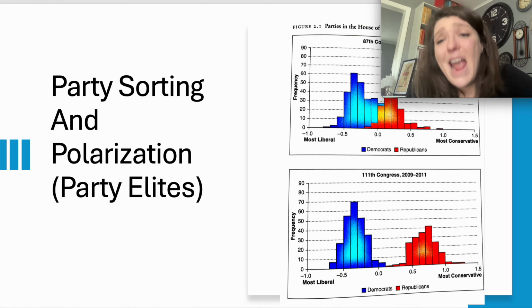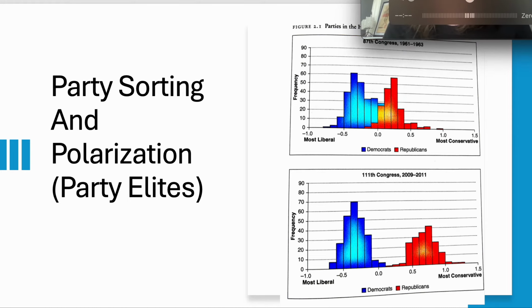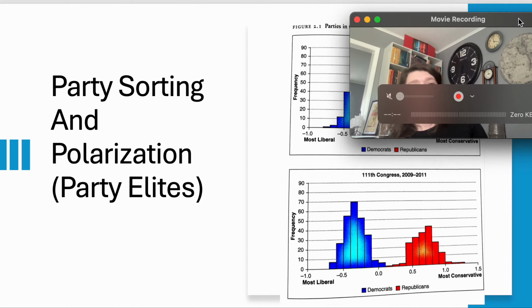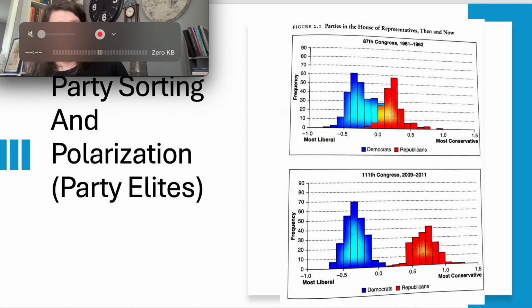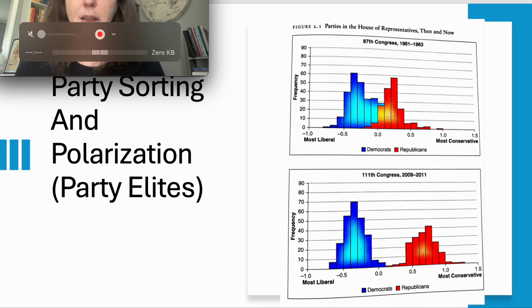So party sorting and polarization is what Fiorina is arguing. Okay, so this is an image from the book. It's comparing the 87th Congress, so in the 60s, to the 111th Congress in 2009-2011.